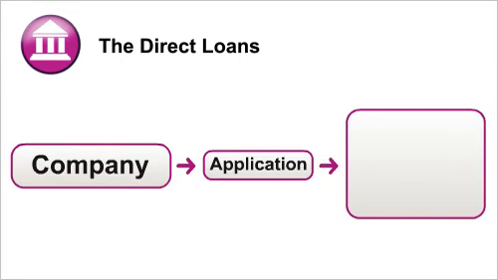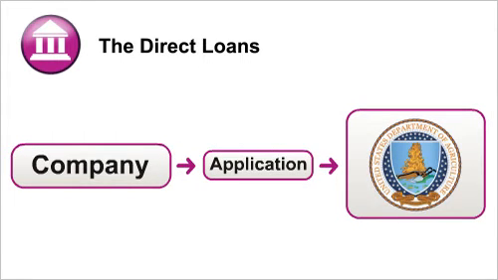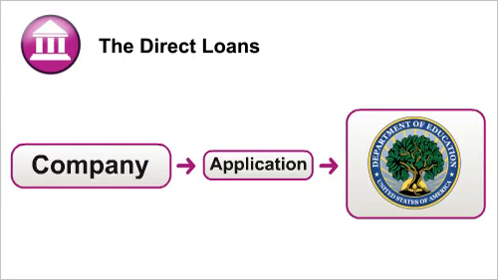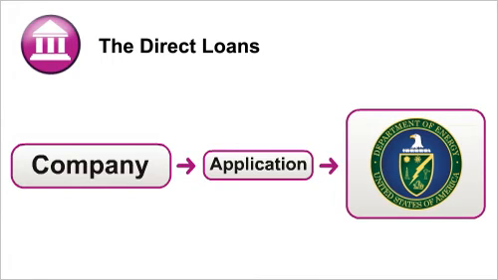Direct loans. Usually available from a federal agency, most likely the USDA, the Small Business Administration, and the Departments of Education and Energy. Information about these loans and application forms can be found at the agency's websites.